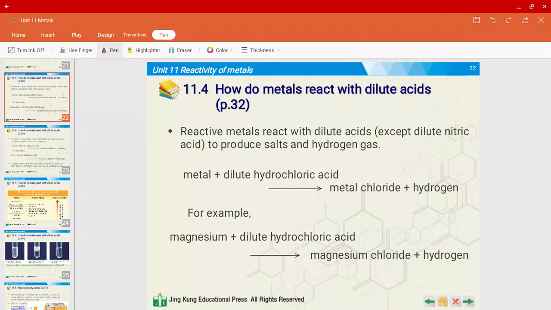Mr. Harris here, and welcome to a new video of Unit 11. In this video, I'm going to talk about how metals are able to react with dilute acids.